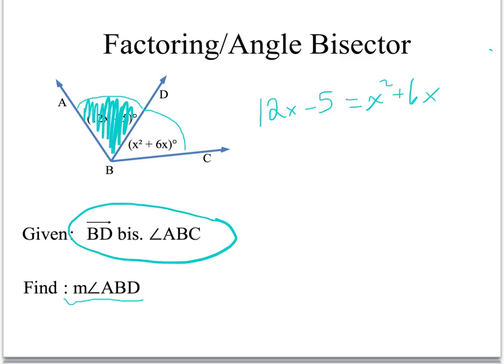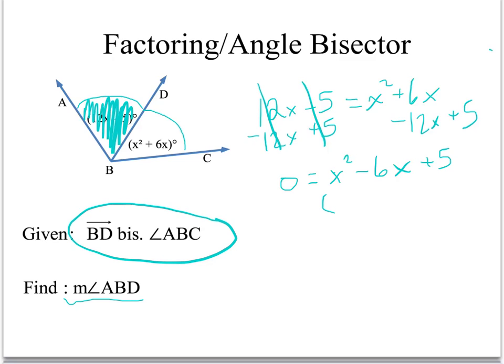Note, I'm trying to find eventually angle ABD, which I'm coloring in blue, the 12x minus 5 degree angle. Now, when you're factoring, very, very important, we must set one side of our equation equal to 0. So I'm going to leave x squared on the right side, and I'm going to bring this 12x and 5 over to the right side. So my 12x minus 12x cancels, negative 5 plus 5 cancels, and I get 0 equals x squared, 6x minus 12x is minus 6x plus 5.